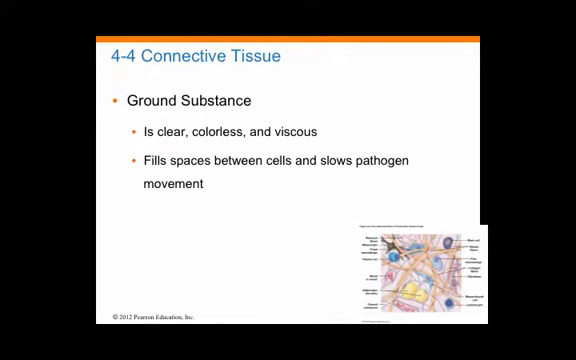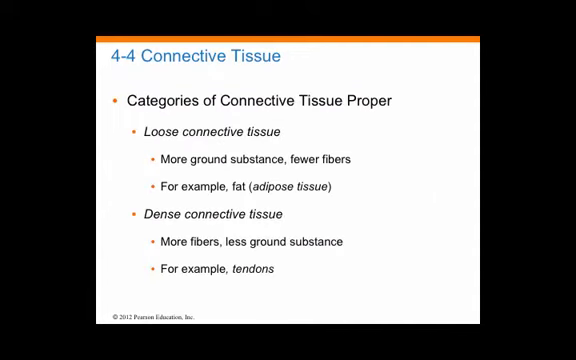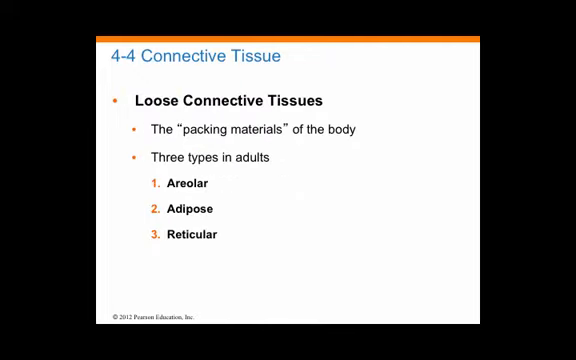The ground substance in connective tissue proper is clear, colorless, and viscous or thick. It fills the spaces in between the cells and fibers and slows the movement of pathogens like bacteria. Connective tissue proper includes loose and dense connective tissues. Loose connective tissue has more ground substance and fewer fibers. Dense connective tissues have more fibers and fewer ground substance. Loose connective tissues include areolar, adipose, and reticular tissues.